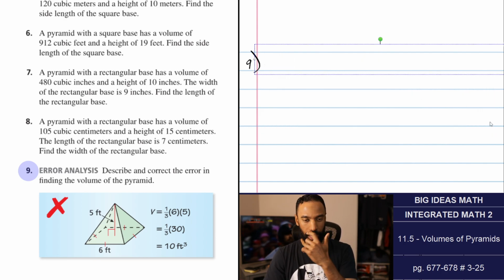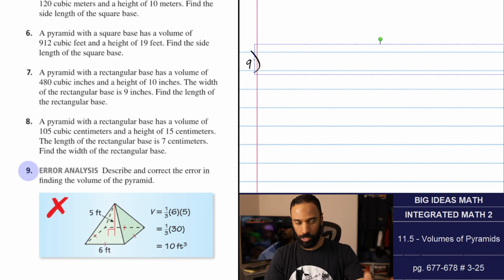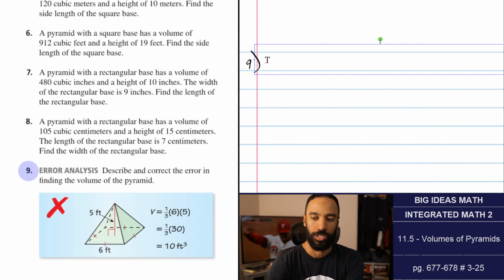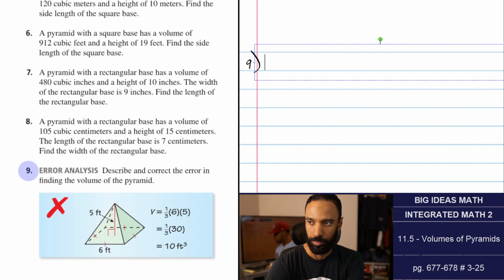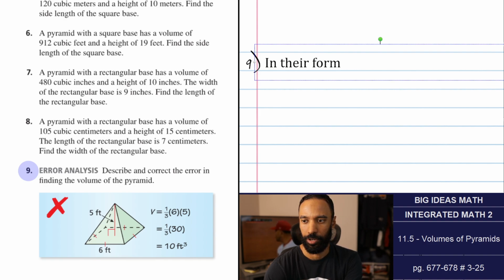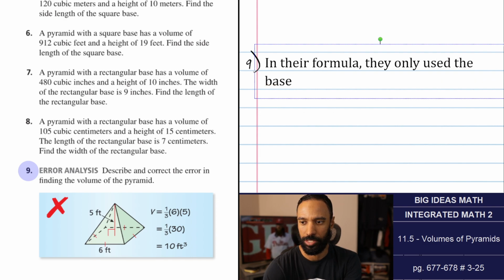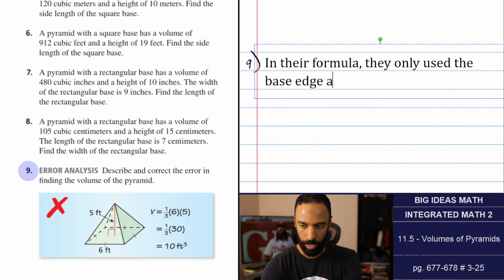So I think I mentioned that the problem was they only used a base edge, not the entire area. So in their formula, they only used the base edge and not the base area.